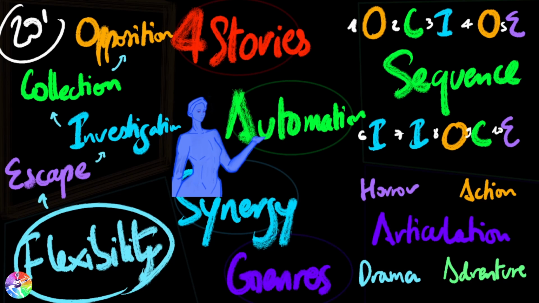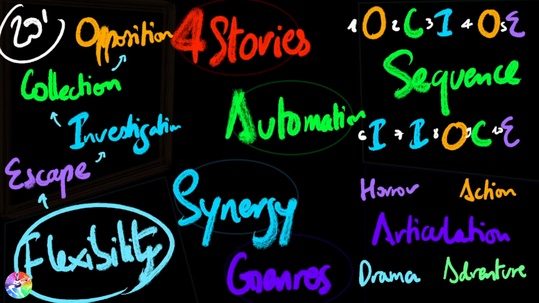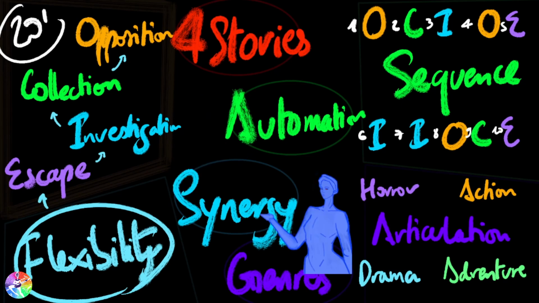Let's say you're writing a book or a movie which has 10 chapters. Now that you've decided that you're going to use only these 4 types of stories, you can generate sequences more easily depending on the rhythm you want to give to your story. You'll have to consider the synergy between these different types of stories.